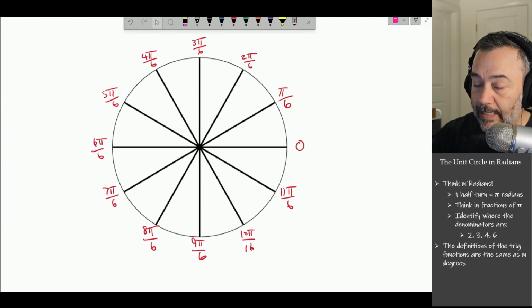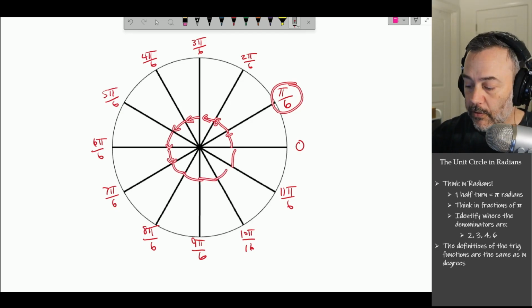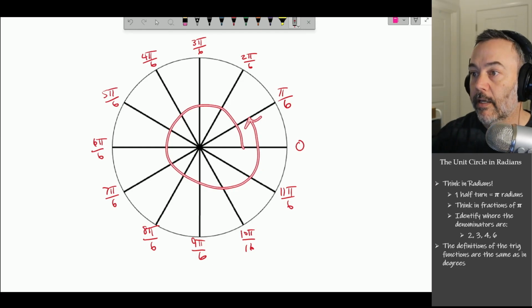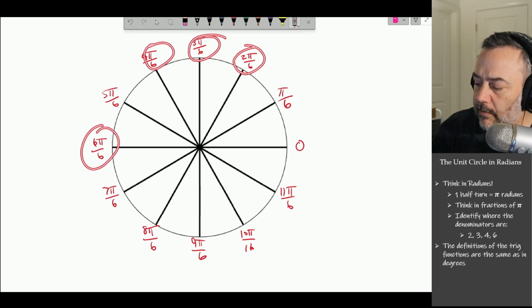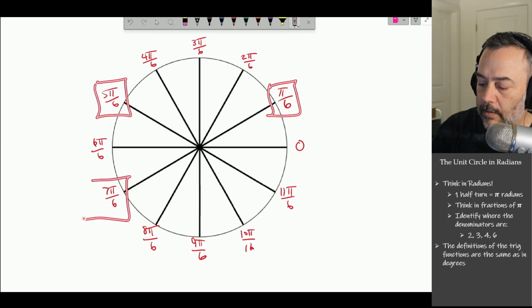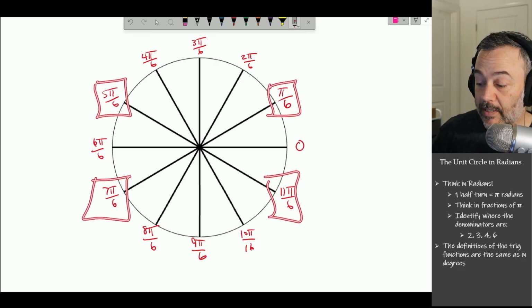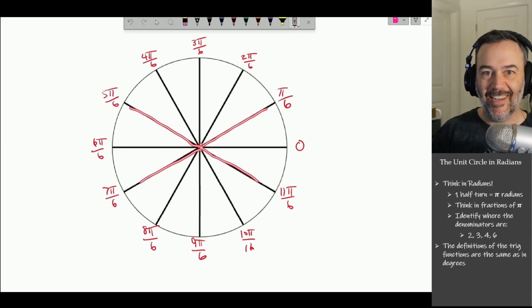We can do it in 6: pi over 6, 2 pi over 6, 3 pi over 6, 4 pi over 6, 5, 6, 7, 8, 9, 10, 11, 12 to make a full circle. 13 pi over 6 would be 13 of those pizza slices. And notice that all of these reduce. These 4 do not. So if you get a radian angle with a denominator of 6 and the fraction is reduced, you know you've landed on one of these terminal sides.